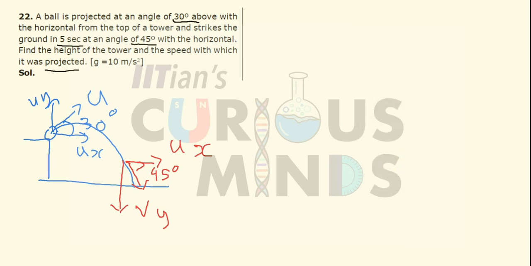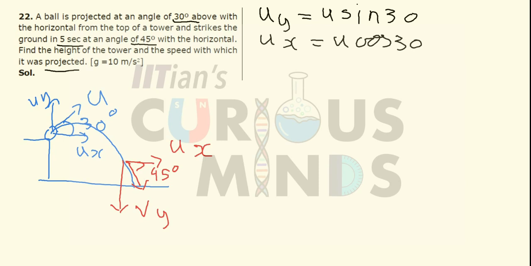Now I can say that the initial velocity along the y direction will be u sin 30, and the initial velocity along the x direction is u cos 30, by the first diagram. And now let us see the final velocities. The final velocity in the x direction will remain the same, equal to ux. Let us find out the final velocity along the y direction.